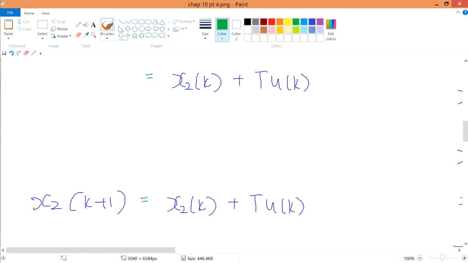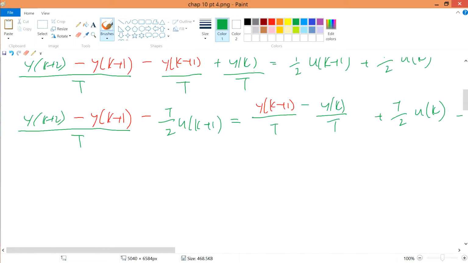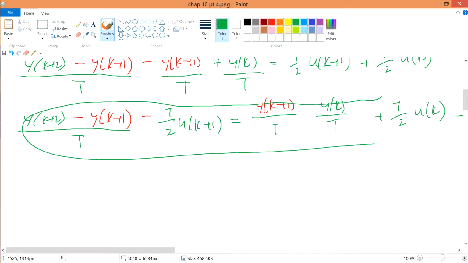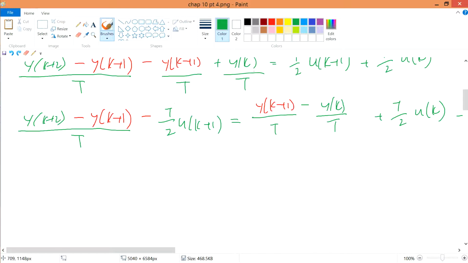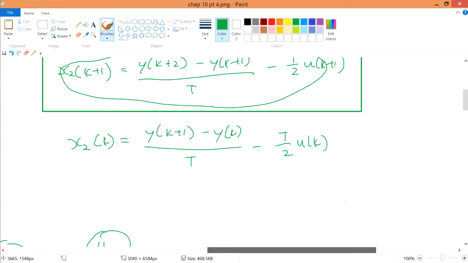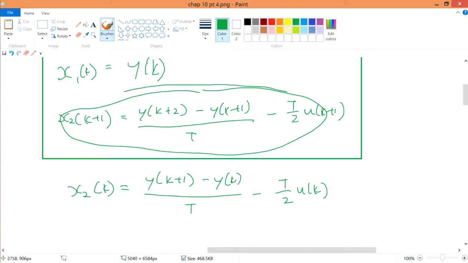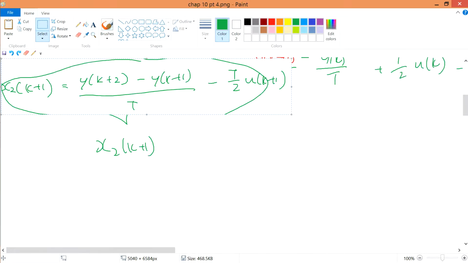Okay, now getting back to this equation 1 again. I know that this is my x2k plus 1. It's already straightforward, it's given. It's this thing over here. Previously it was x2k, now we have x2k plus 1. It's the same thing. If you don't believe, I'll just paste it over here.